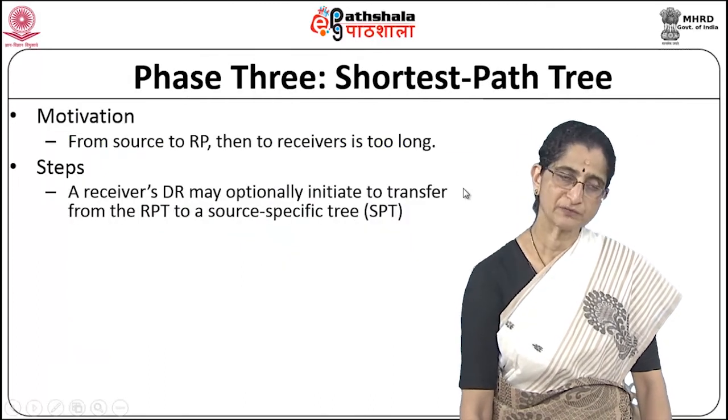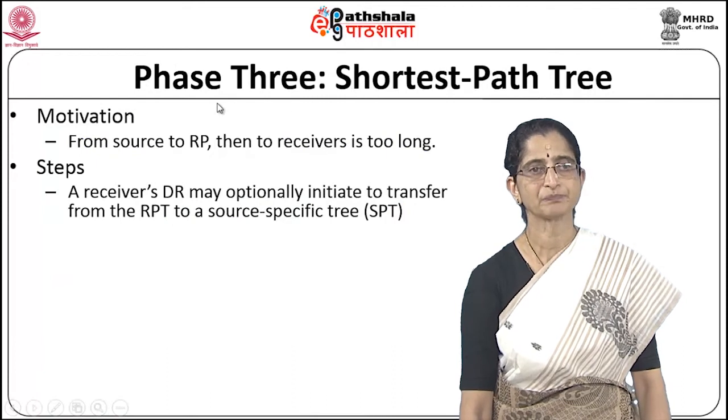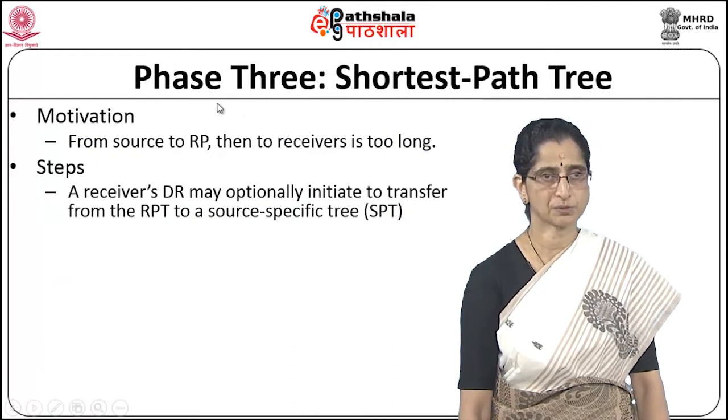Now there can also be a further optimization if required, which is called the shortest path tree phase. This is the third phase, but this is an optional phase.